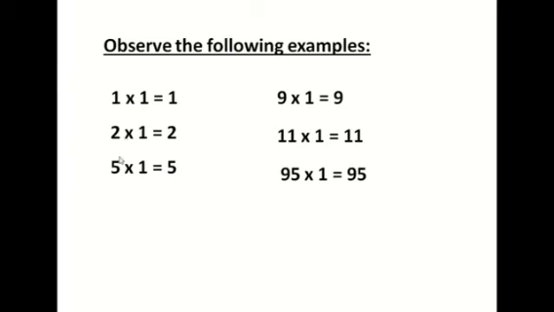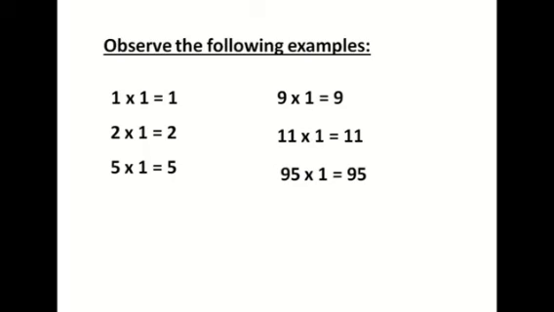So here you can see that we have taken different numbers like 1, 2, 5, 9, 11, 95. They all have been multiplied with the number 1. And if you look at the product, you can see we got back the number itself. 1 multiplied with 1, we got product 1. When 2 has been multiplied with 1, you got back the number itself. 5 multiplied with 1, we got back 5 only. Even for 9, 11 and 95, all the numbers multiplied with 1 and we got back the product as the number itself. Yes?